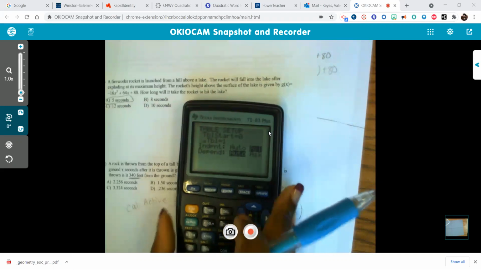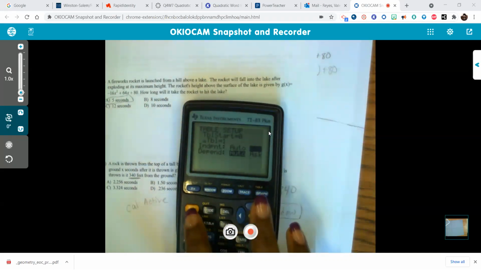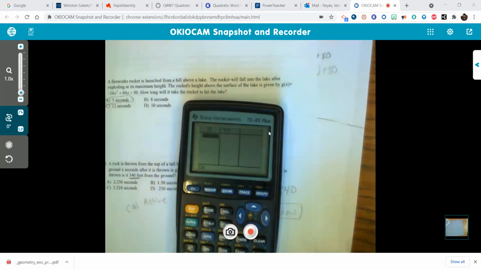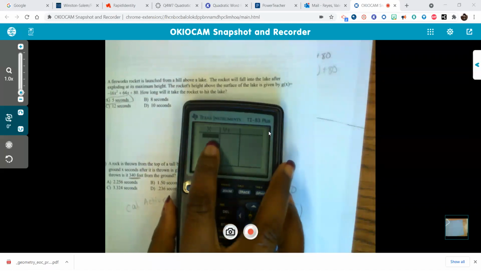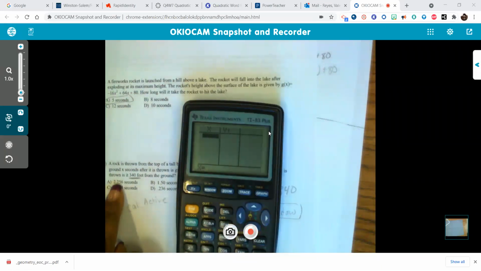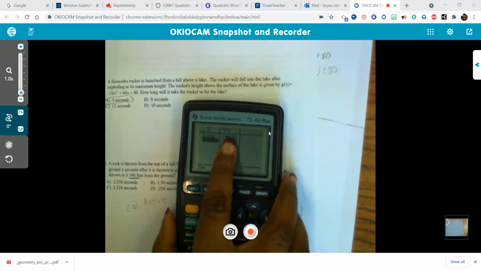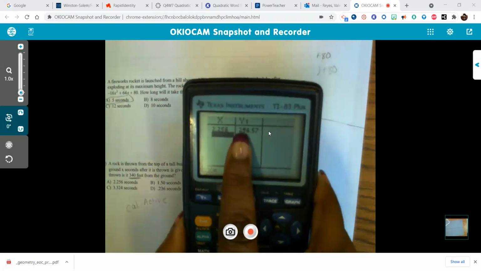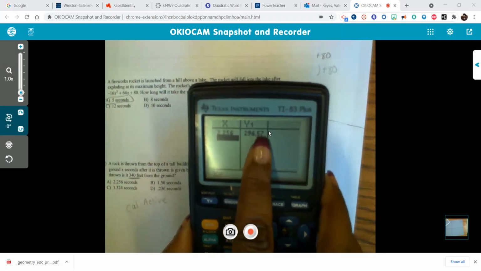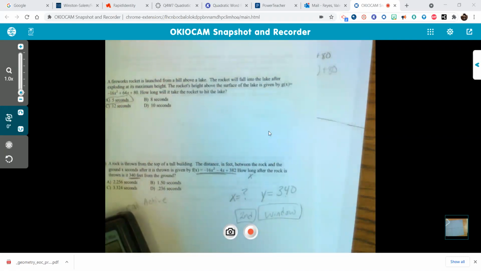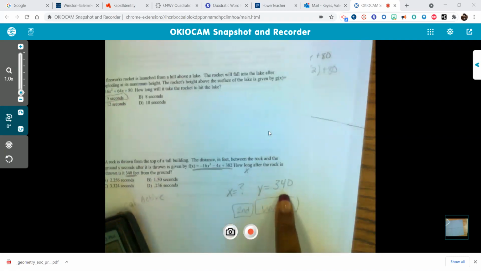Okay, so let's go to the table, the second graph. And so now we can type in our X values. So this first X value here is 2.256. So let's type in 2.256. Type that in and press enter. And your Y value you get for that is 296.57. 296, that is not 340.